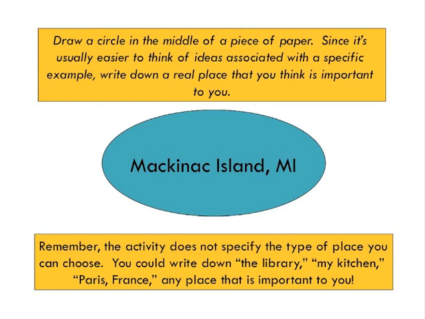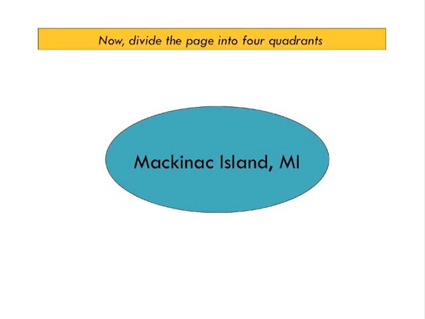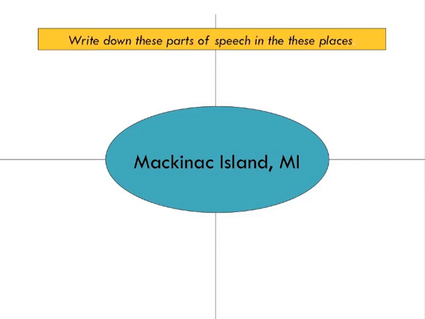But remember, the activity doesn't specify the type of place. You could choose the library or your kitchen or Paris, France. It's any place that's important to you, but I would suggest choosing some place that's interesting. Now we're going to divide the page into 4 quadrants, just like this. Next, we're going to write down these parts of speech in these places. So, for example, nouns on the upper left, adjectives on the upper right, verbs on the lower left, and then I'm also going to write not sure. So do that now on your piece of paper.